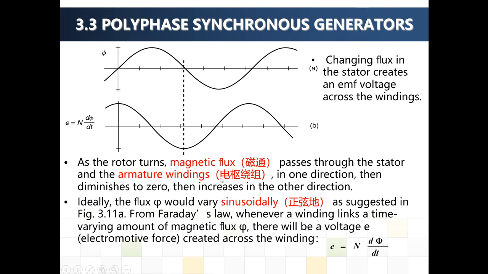So as the rotor turns, magnetic flux passes through the stator and the armature windings. If this flux varies sinusoidally, then according to Faraday's law, when a winding links a time-varying amount of magnetic flux, a voltage will be generated across the winding. E is equal to N multiplied by d phi dt.